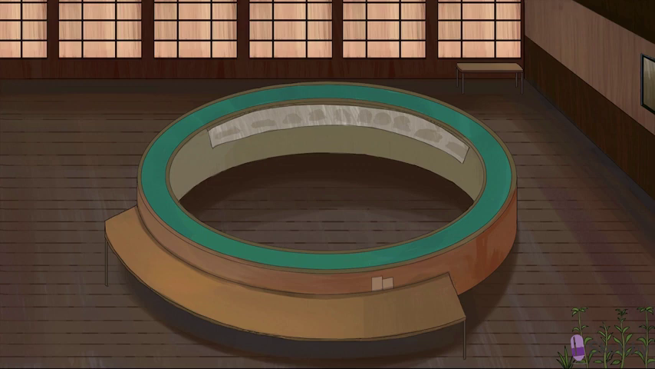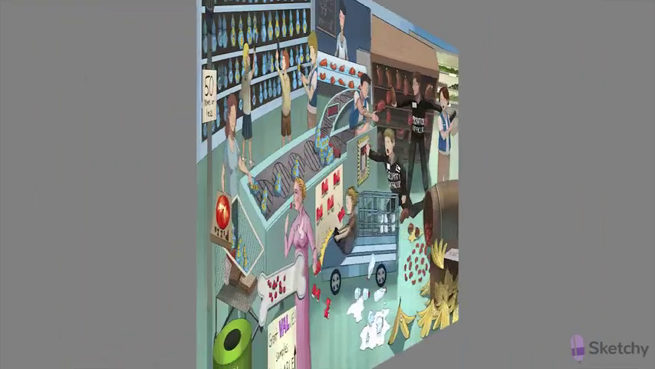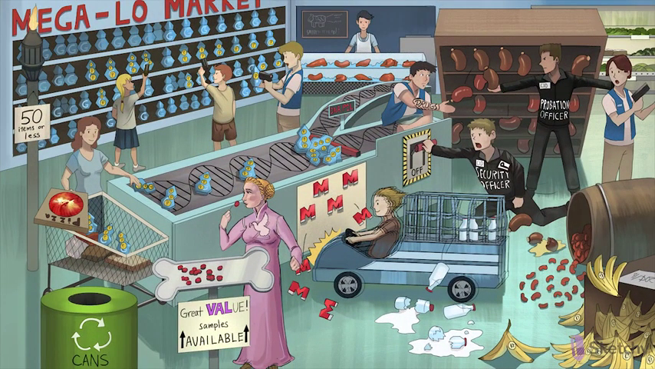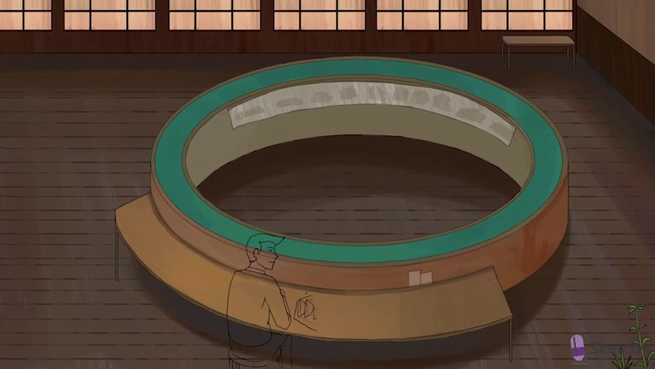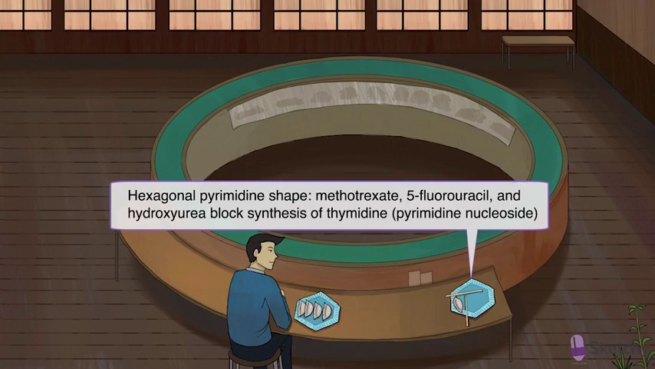At Sketchy, we depict pyrimidine and purine bases by their molecular structure. Just think back to the acyclovir airport or the ganciclovir market. Purines such as adenine and guanine are represented by a hexagonal shape attached to a pentagon. Ganciclovir is a guanosine analog, remember, as depicted by these ganciclovir cans. Pyrimidines, on the other hand, such as thymine, cytosine, and uracil, are depicted by their lone hexagonal structure, like this hexagon plate here on the sushi bar counter.